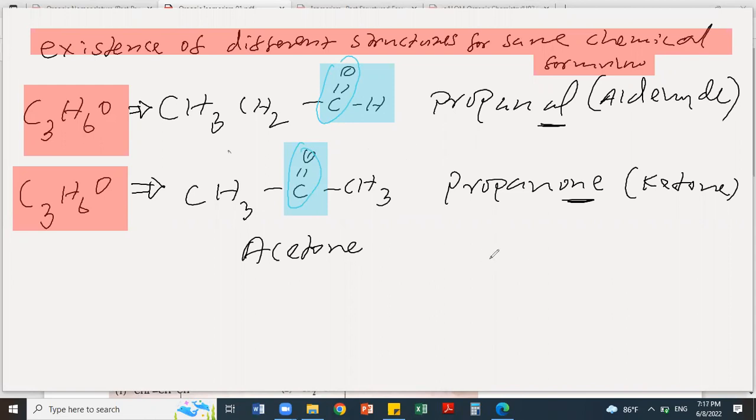In short form we write CHO for the aldehyde. If you want to isolate the functional group only, the ketone is written as COR, where R means an alkyl group, ethyl, methyl, whatever. That's how we write it. Now, what is called functional isomerism?